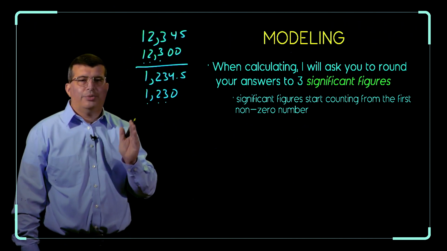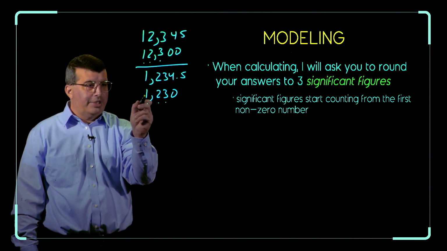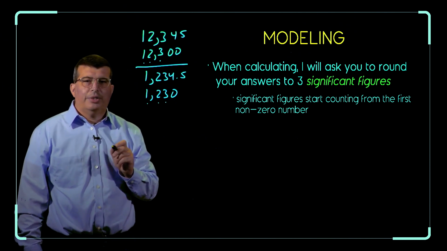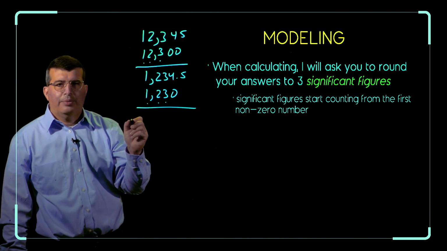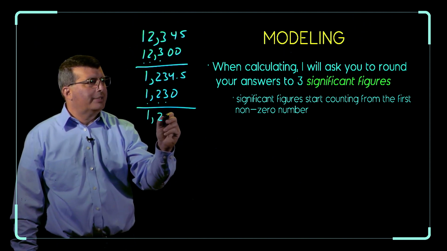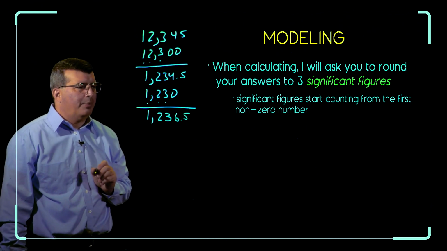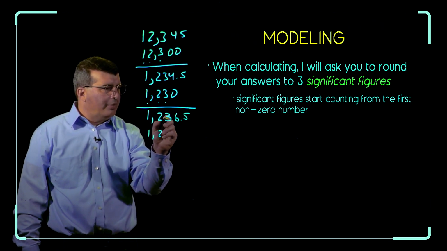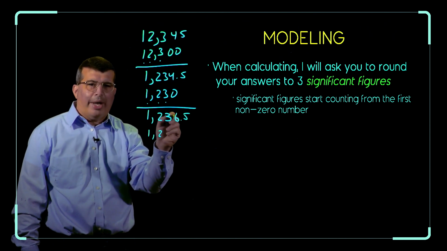But I will ask you to round off to 3 significant figures. That means you start with the first digit that's not 0, so in this case it's 1, and then keep 3 figures in total. Anything after the third digit, you round. As another example, if I had 1,236.5, for example, then I would keep the 1, 2, and 3. I would round off to the nearest 10. Since after the 3 comes a 6, we would round up.